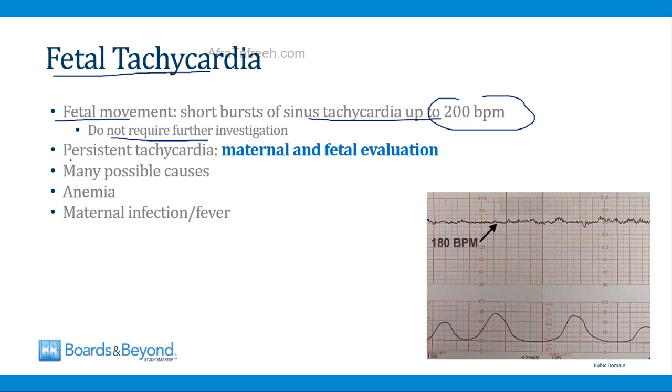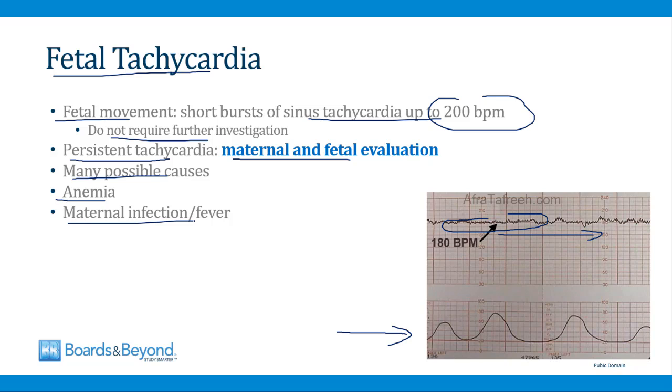In contrast, however, persistent fetal tachycardia does require a maternal and fetal evaluation. If you look at this tracing at the bottom of the screen, we have a number of uterine contractions along the bottom, but the fetal heart rate is persistently at about 180 beats per minute. This isn't a temporary acceleration. The heart rate is consistently at this level. That's persistent tachycardia, and that requires an investigation. There are many possible causes. The baby could be anemic, the mother could have an infection or a fever, and there are many other potential causes.